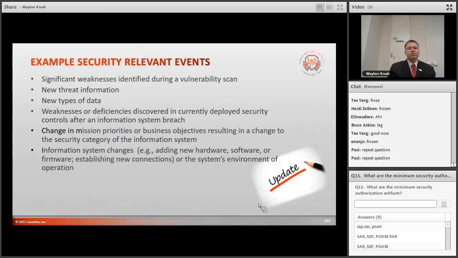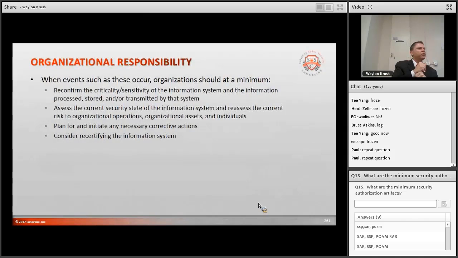And information system changes, adding new hardware, software, firmware, establishing new connections. What happens if we connect to a system that's unauthorized? For a certain time, we're unauthorized, right? All of our interconnections have to be authorized. Now, you can set an ISA up to say, I'm not letting you connect to me until you're authorized or until you get your ATO or you get some temporary authorization by our AO. They make a risk-based decision to do so.